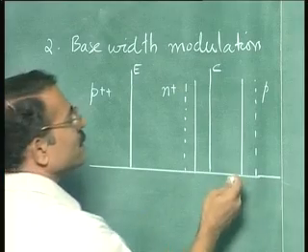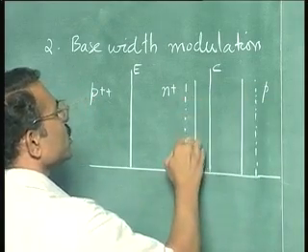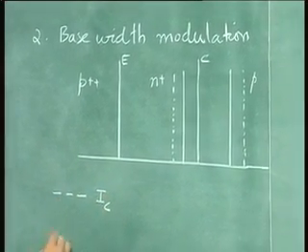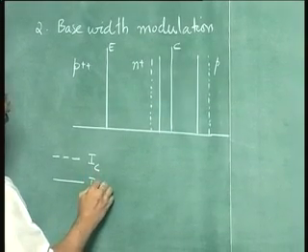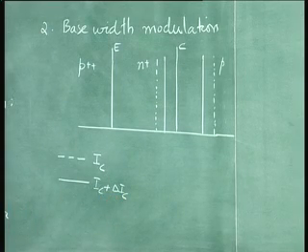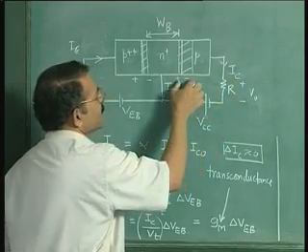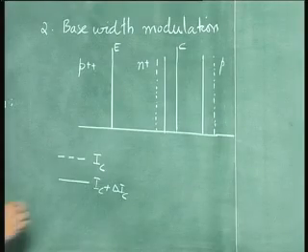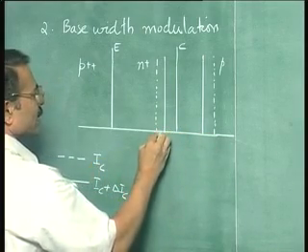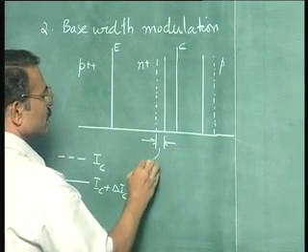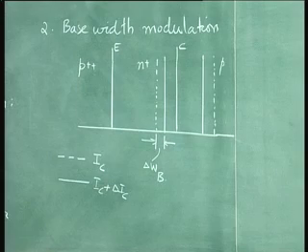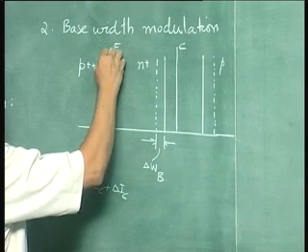So when the collector current is more, VCB is less. Let us say this dotted line corresponds to current IC, then the solid line depletion region will correspond to IC plus delta IC. Because when the collector current is more, this voltage is more, and the difference in this voltage, which is this voltage, is less. So the depletion width is less. So IC plus delta IC is the solid line, and IC is the dotted line. So we can see, therefore, this is the difference in the width of the base region. We have not shown the emitter depletion layer. Here you can show that.